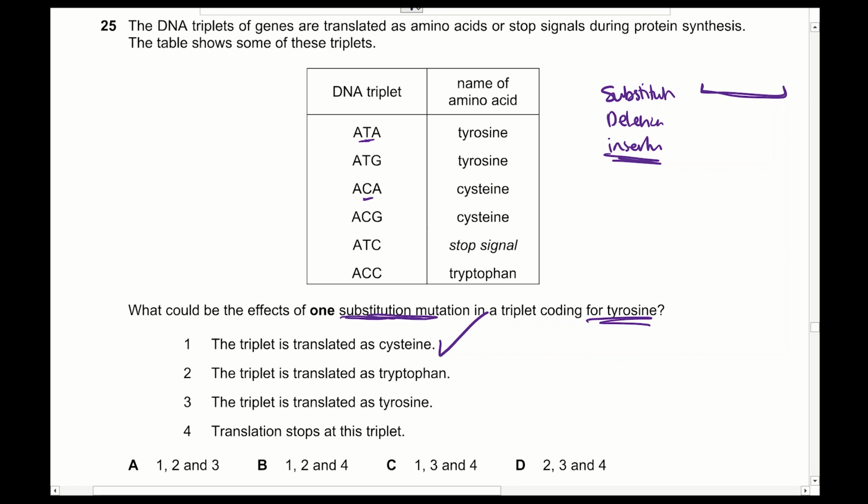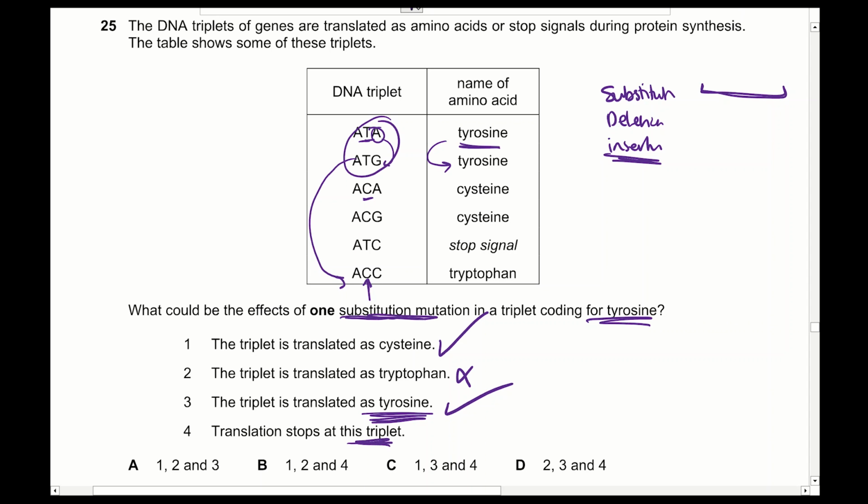For 2, the triplet is translated as tryptophan. So, from tyrosine to tryptophan, this is not possible, since with a substitution mutation we're talking about only one nucleotide. Therefore, this is not possible. For 3, the triplet is translated as tyrosine. So, from tyrosine to tyrosine, if you're lucky enough, this is actually possible. If a substitution mutation happens and adenine turns into guanine, yes, tyrosine could also be translated into tyrosine because in our genetic code, multiple codons could code for the same amino acid. Therefore, this is correct.